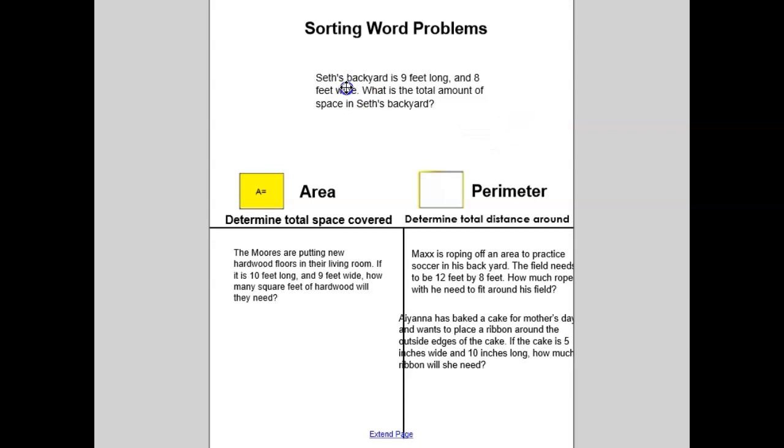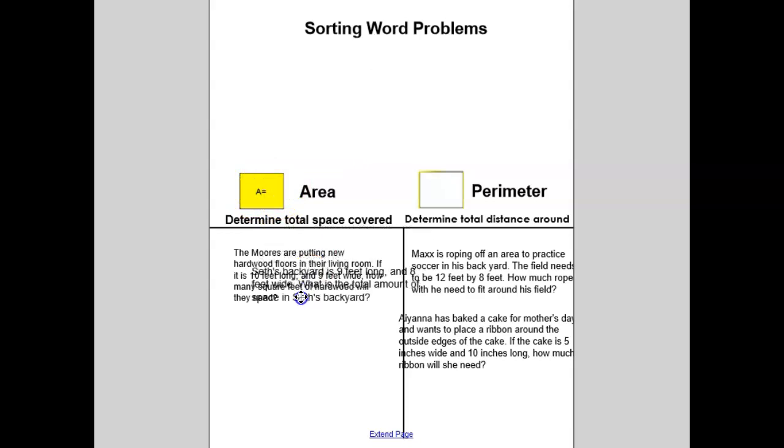Okay, I'll read this to you and tell me which column it would go into. Seth's backyard is 9 feet long and 8 feet wide. What is the total amount of space in Seth's backyard? Tell me where it would go and why. Yes, it's an area problem because it says the total amount of space. So I can always look at my pictures. Is it talking about the total space or just the outside edges of his yard? Yes, it's asking the total amount of space in his backyard. So I know it's area.